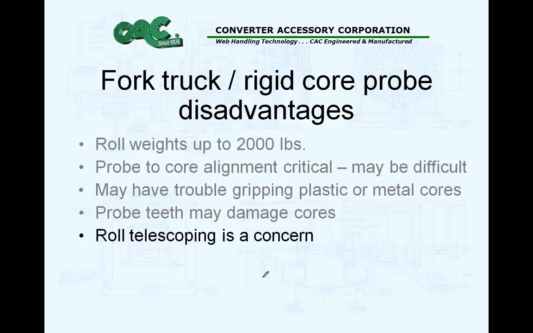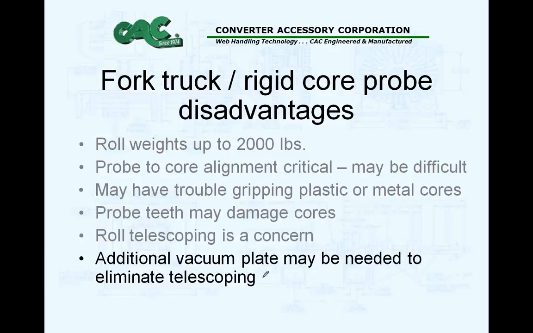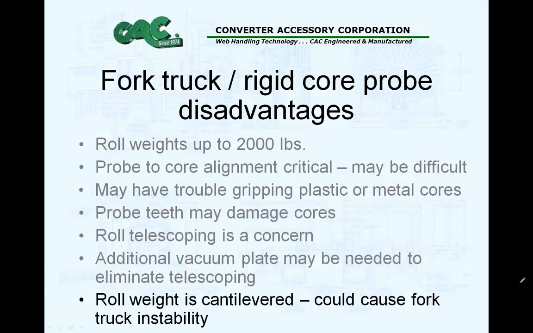Roll telescoping is always a concern because you're grabbing the roll by the center. If the roll is in a perpendicular position and you lift it up, the question is, is your roll going to telescope off the core? But there are vacuum plates available to help you if telescoping is an issue. The roll weight is completely cantilevered away from the fork truck, so if you have a heavier roll weight, depending on the design of the fork truck, it could cause the fork truck to be unstable.